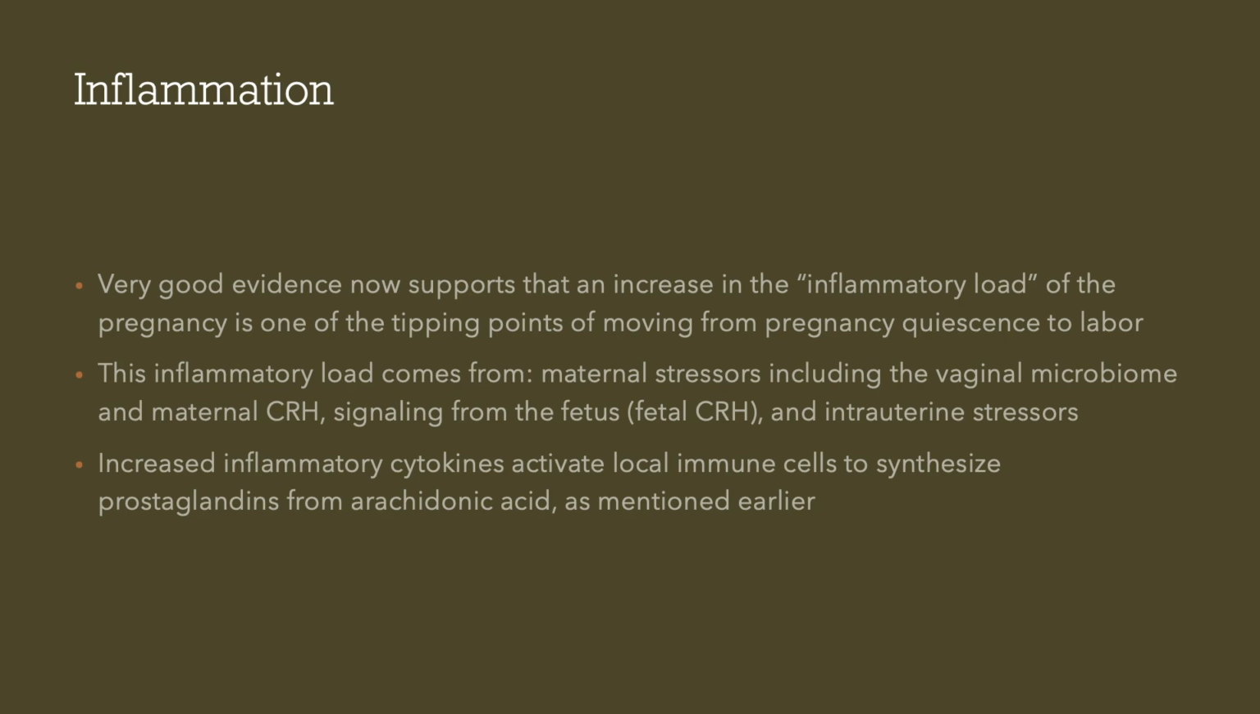So the last thing to talk about here in terms of the players is inflammation. And there is now very good evidence that supports that an increase in the inflammatory load of the pregnancy is one of the tipping points of moving from pregnancy quiescence to labor. This inflammatory load comes from various sources, including maternal stressors, which include the vaginal microbiome and maternal corticotropin-releasing hormone, and some signaling from the fetus, such as fetal CRH, and last but not least, also intrauterine stressors. And increased inflammatory cytokines will activate local immune cells to synthesize prostaglandins from arachidonic acid, as I just mentioned earlier.